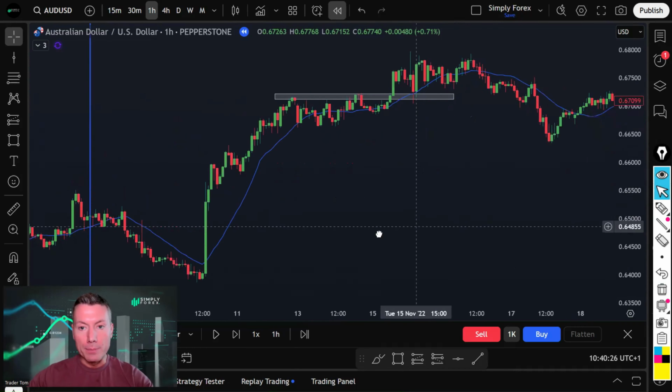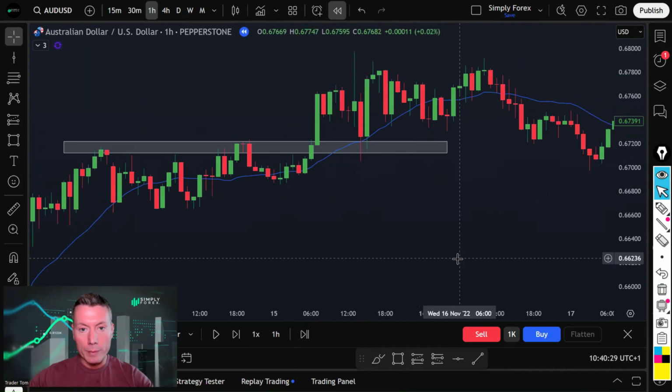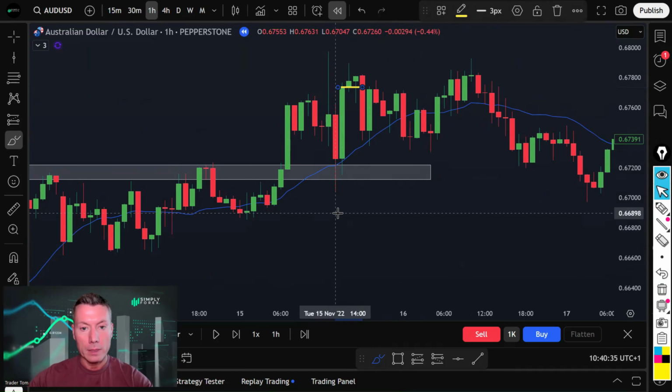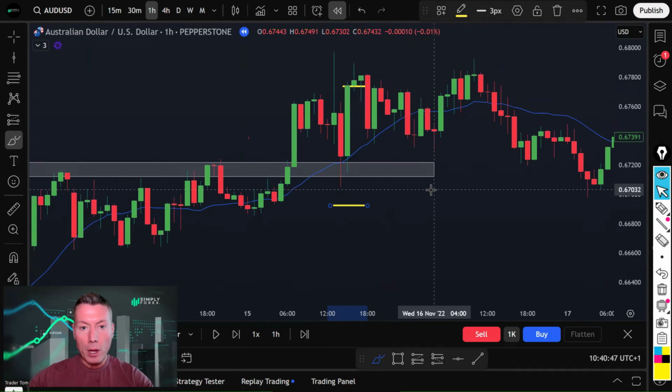At this point, let's zoom in and put in a couple of levels. I'm going to enter on this bullish candle, and I'm going to put my stop loss below this swing low, giving it a little bit of room. I've marked them on the chart because this is where I entered the trade. This is my buy, and this is where most people would have a stop loss.